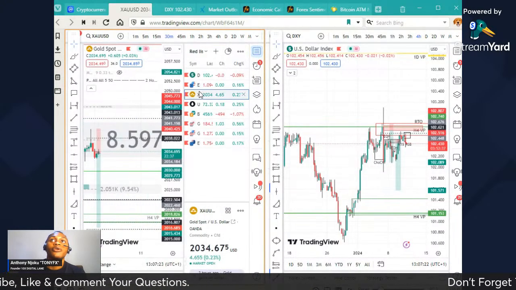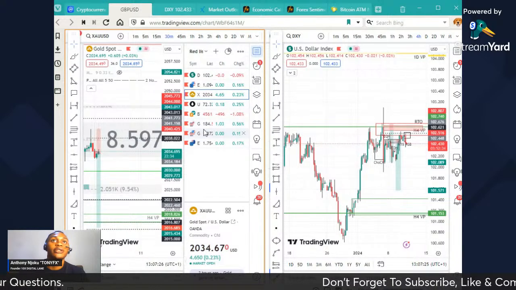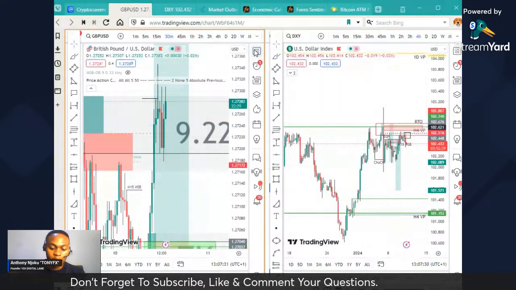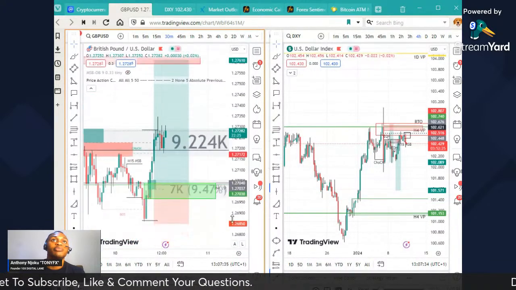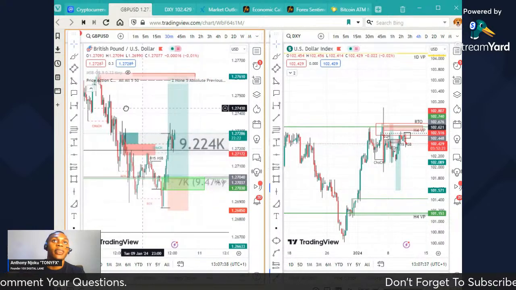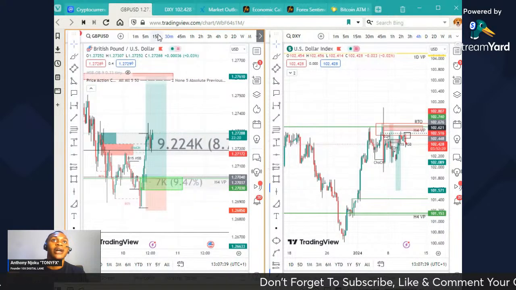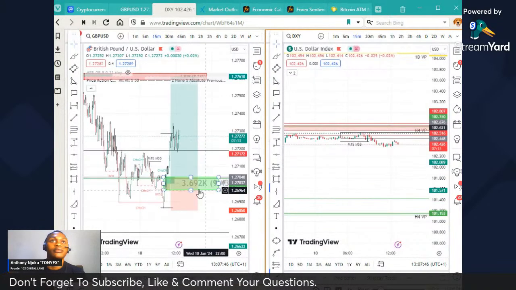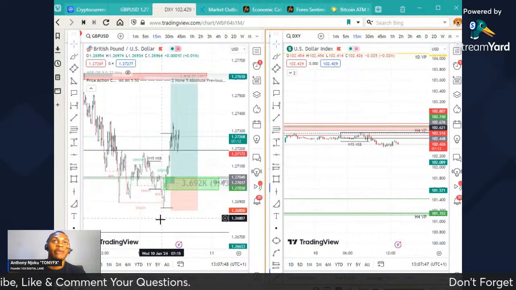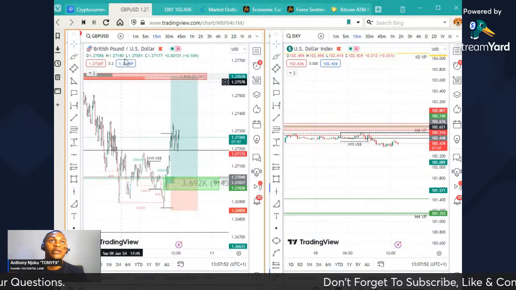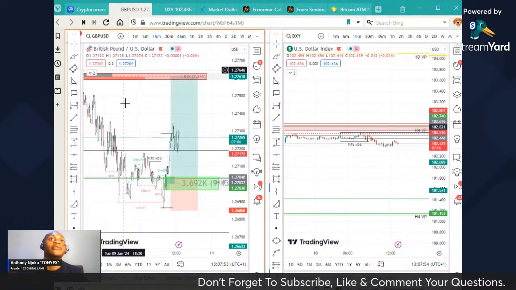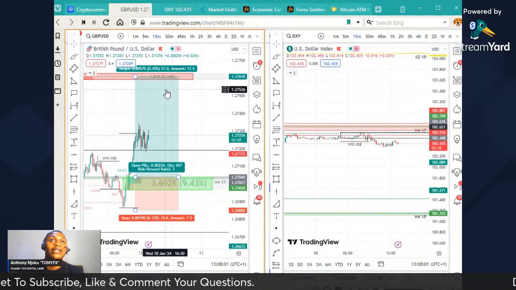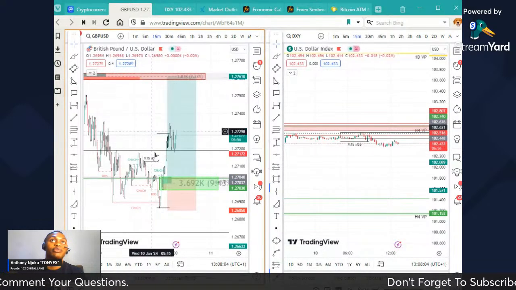But for GBPUSD, it's different. We have another block over here. The market has already pushed massively up for GBP. After this push, we're expecting it to come back into this other block. From this other block, we can then see more push to the upside for GBP into this resistance.